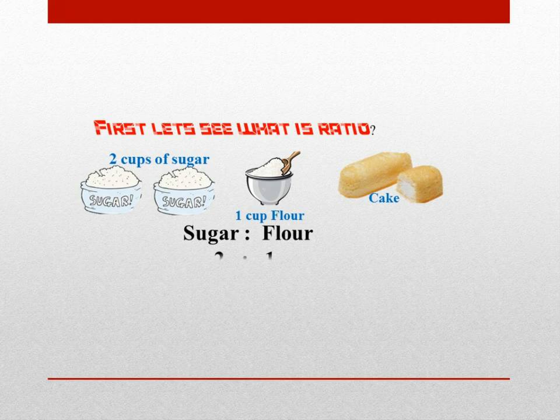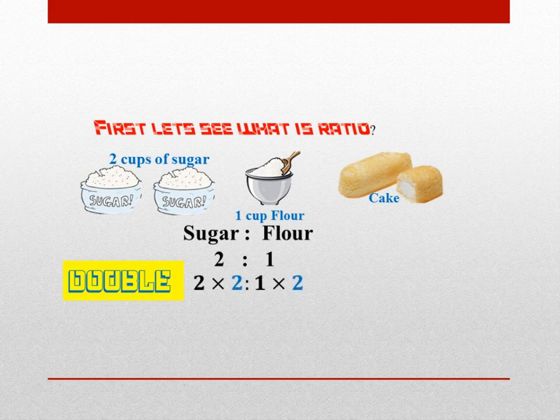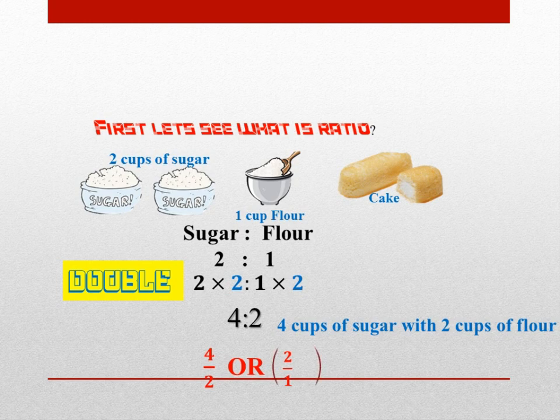Written symbolically, 2:1. I want to double the size of the cake, so let's multiply both numbers of the ratio by 2. Which means if I want to double the size of the cake, 4 cups of sugar with 2 cups of flour are required. The above relationship can be written in fraction form as well. Here, 4/2 and 2/1 are equal. 2/1 is the lowest fraction of the given ratio.